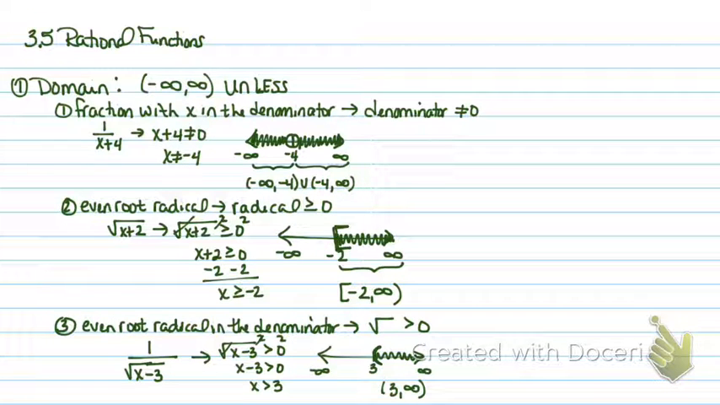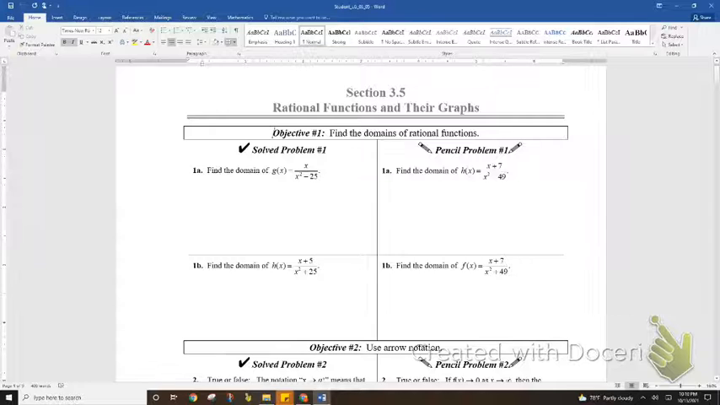Alright, so now let's go back to our notes and look at objective 1. It wants us to find the domain. Find the domain of g of x equals x over x squared minus 25. Domain only deals with the denominator if we have a fraction. The numerator does not matter on a fraction unless it's a radical. So we know that x squared minus 25 cannot equal 0.